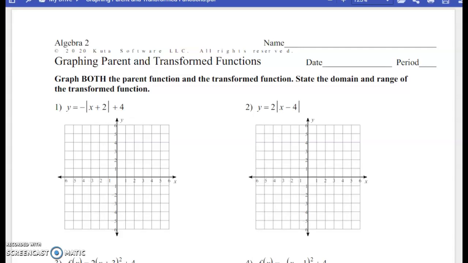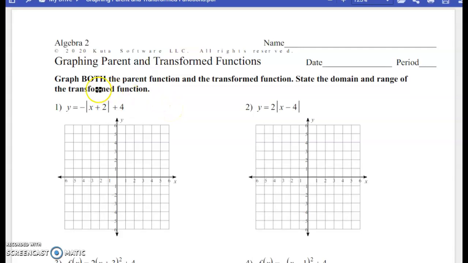So number one, let me read the directions. We're going to graph both the parent function and the transform function. We're going to state the domain and range of the transform function. On your sheet, you make a note. I have some stuff laid out here in the margins to kind of lead you along, so I'll write that as I go.